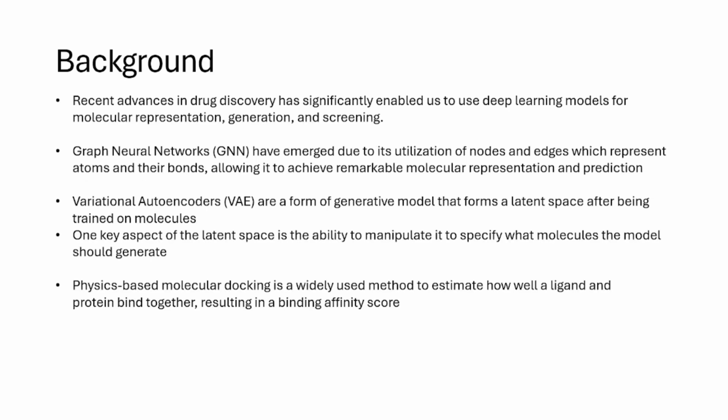So, recent advances in drug discovery have significantly enabled us to use deep learning models for molecular representation, generation, and screening. Graph neural networks have emerged due to the ability to use nodes and edges to represent atoms and bonds. This allows them to achieve remarkable molecular representation and to extrapolate molecular properties, allowing them to predict how multiple molecules will interact with each other, and also to predict new properties of those molecules. Another thing is the VAE, which is a form of generative model that forms a latent space after being trained on molecules.